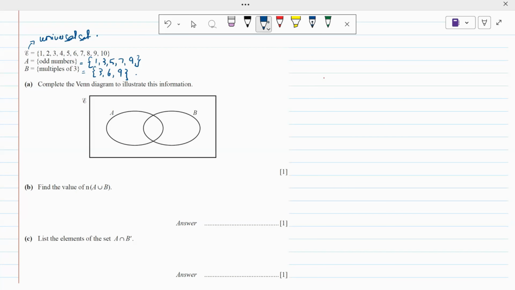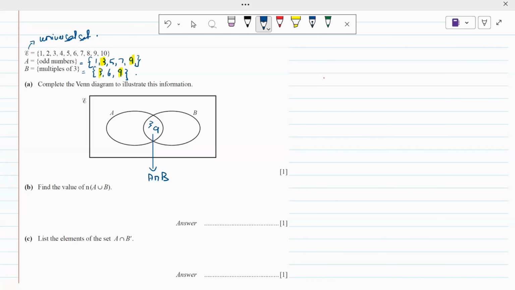Part A: complete the Venn diagram to illustrate this information. As I said earlier, you always start from the intersection, the common region between the two, A intersection B. The common elements for the two sets are 3 and 9. So we fill 3 and 9 first. And now the remaining elements.